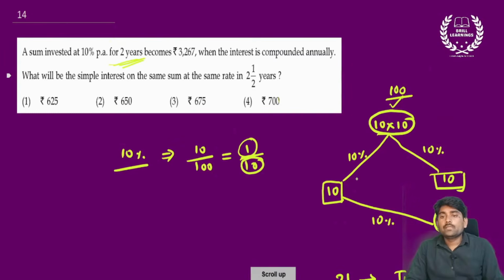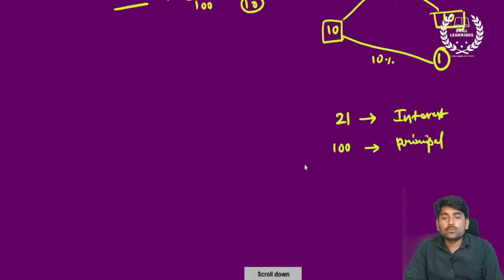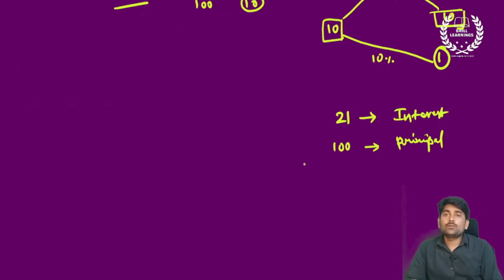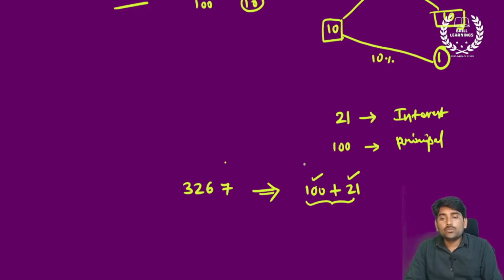Here they have given 3267 as the amount. Sum invested at 10% per annum for 2 years becomes 3267. That means that is the amount. 3267 is not interest. 3267 corresponds to the principal amount plus interest. This is principal and interest. Total is the amount. This is equal to this much.